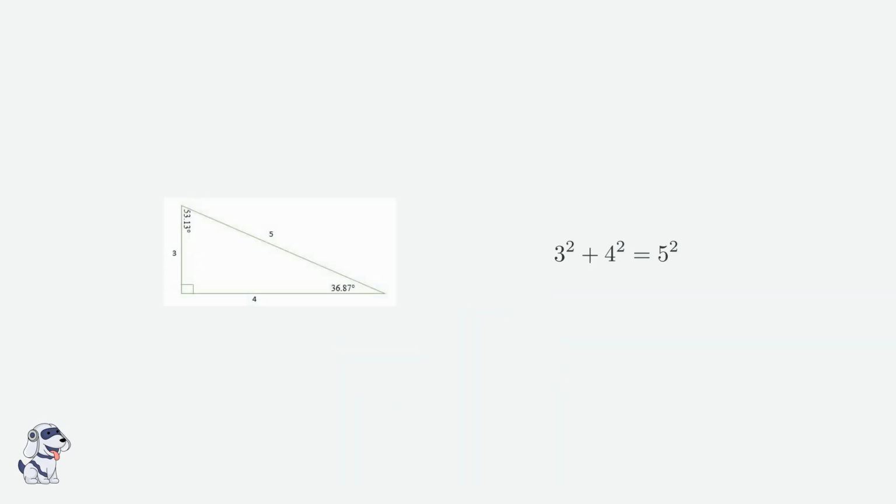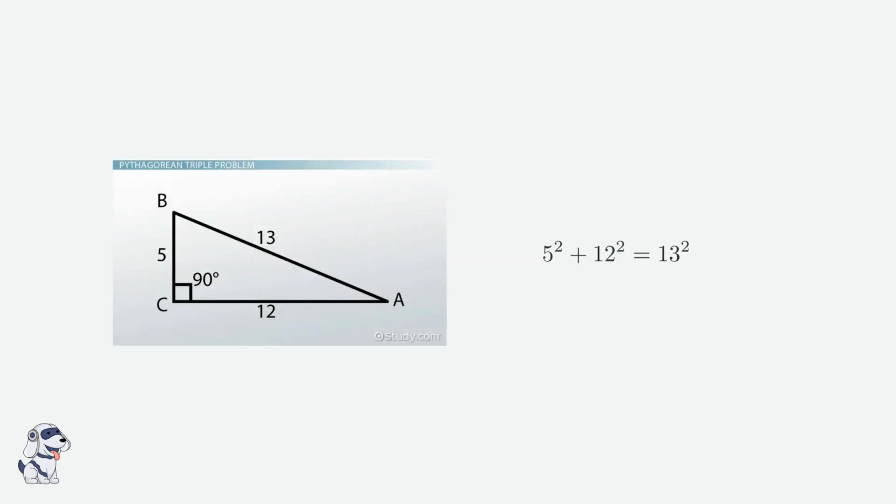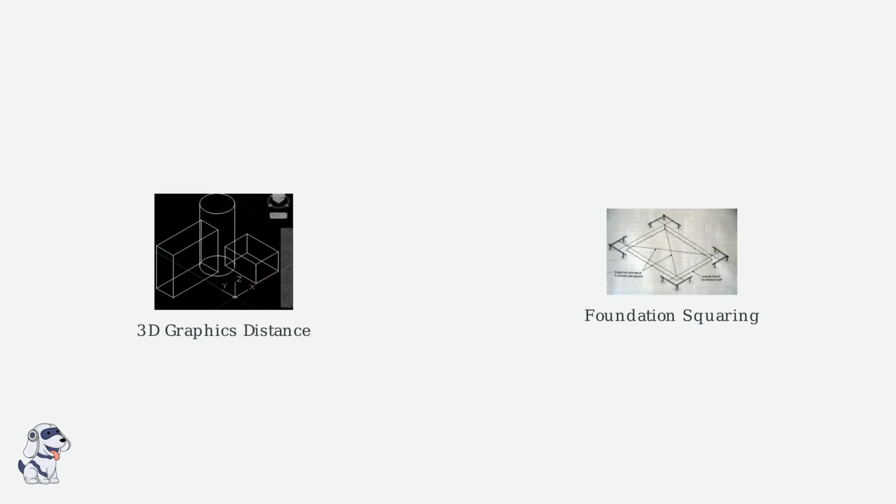Applying the theorem to a classic 3-4-5 triangle confirms the math. 3 squared plus 4 squared equals 9 plus 16, which is 25, the square of the 5-unit hypotenuse. The theorem also holds for larger sets, like the 5-12-13 triangle, where 25 plus 144 equals 169, the square of 13. In the real world, this logic powers 3D graphics rendering and precise construction foundation squaring.